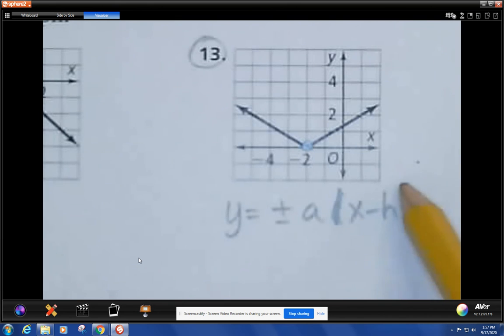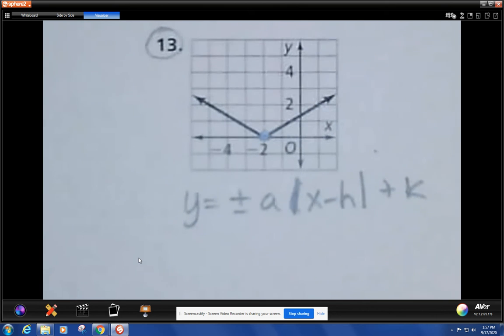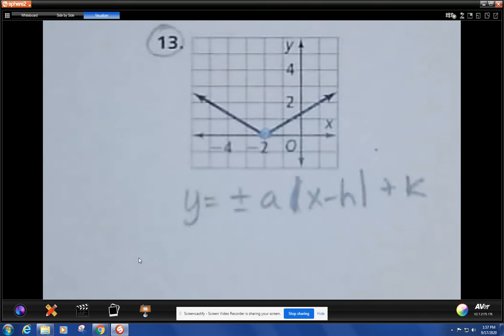I keep wanting to write parentheses instead of the absolute value bars. Okay, so there we go. y equals plus or minus a, absolute value of x minus h, plus k. Let's try to settle this first.